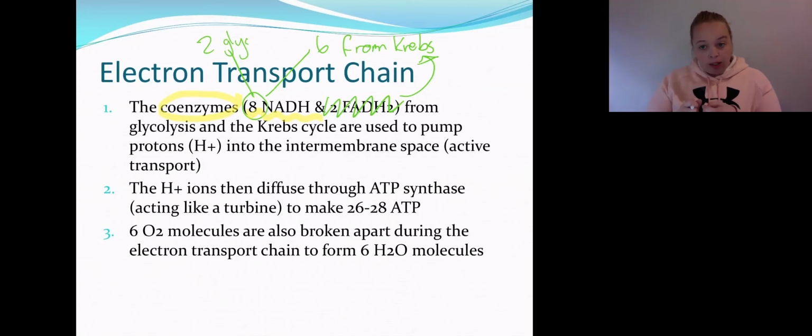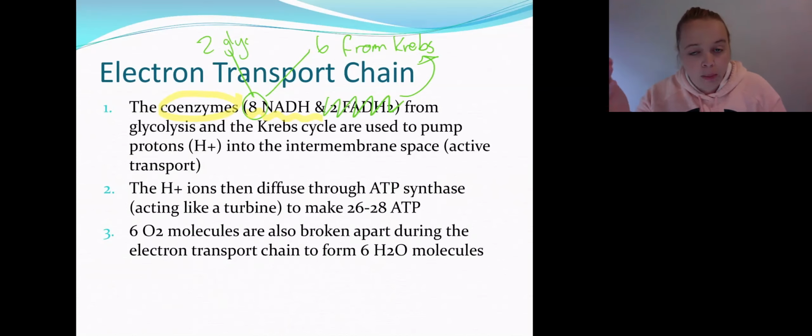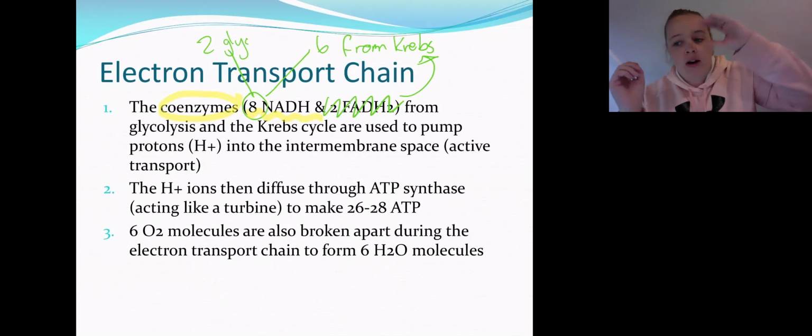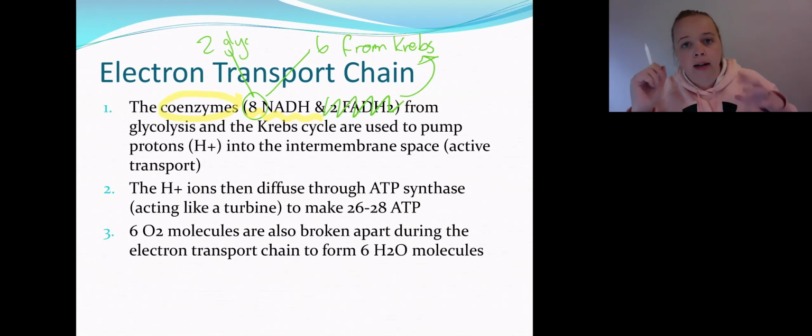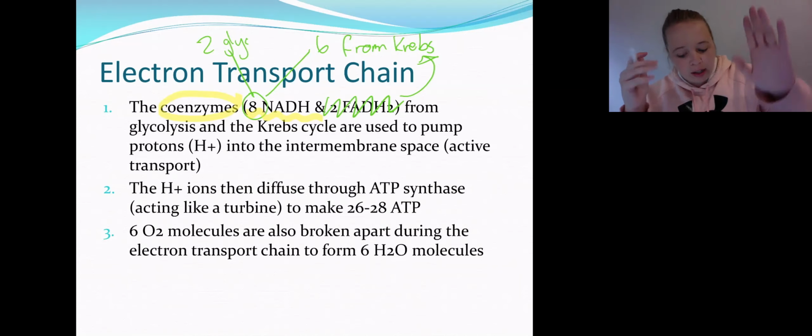So we get those coenzymes from glycolysis and the Krebs cycle, and we use them to pump the protons into the intermembrane space. I'm going to show you this in an animation in a second. When you pump them with active transport, we're moving against the concentration gradient. So you're putting them in a position where there are too many of them on one side. So what we want them to do is they're going to fall back down. Okay, they're going to fall back down.